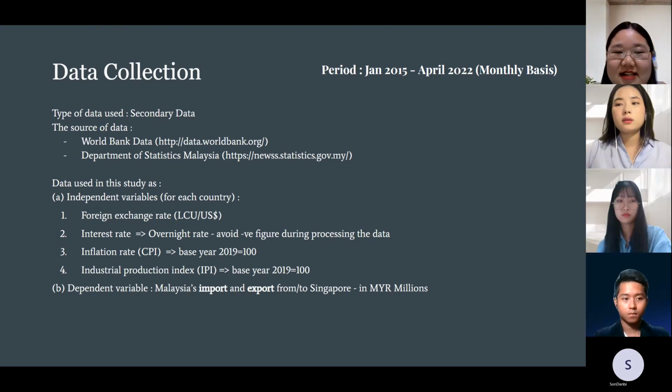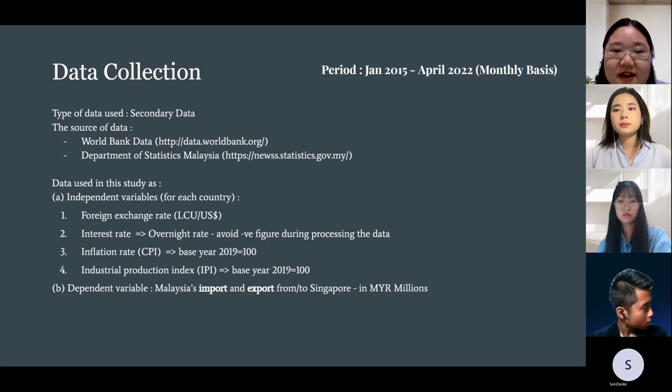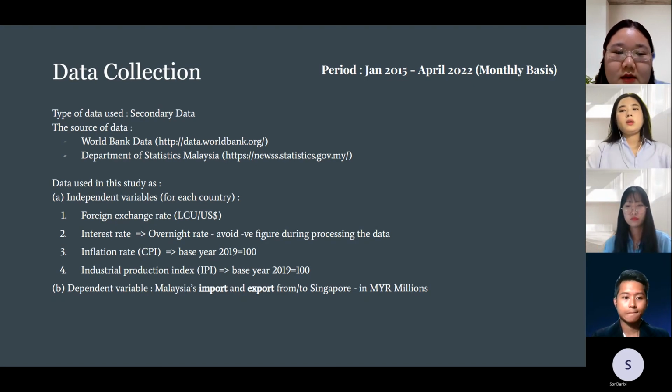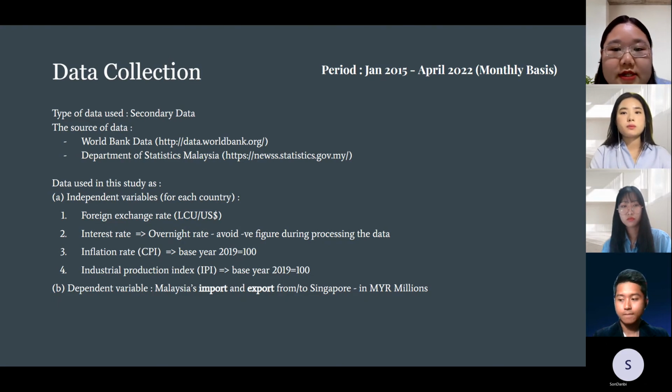Hi, my name is Lau Hui Yin, matrix number A175520. I will present the data and the methodology. First, about the data collection. Our group chose to use secondary data in this study for the efficiency and speed resulting from the use of existing resources. The sources of secondary data that we use are World Bank data and Department of Statistics Malaysia data.